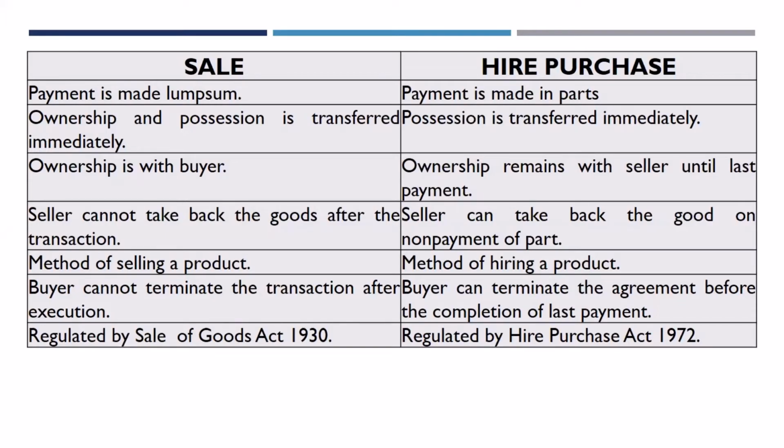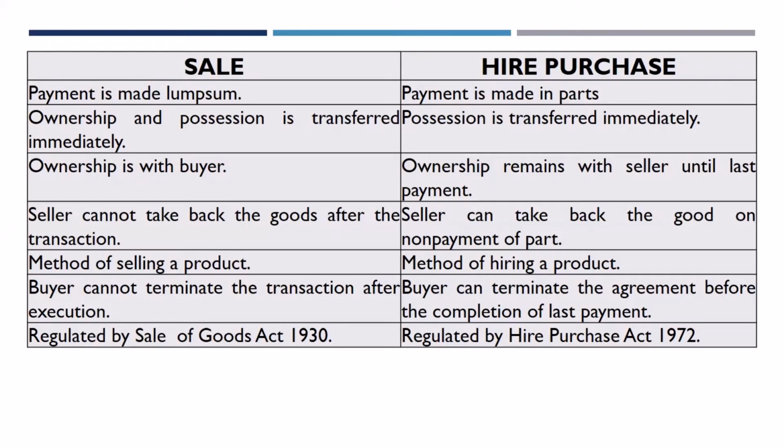In hire purchase, the payment would be made in parts. The number of parts, how many parts have to be made, is mutually agreed between the vendor and the purchaser. They would usually agree upon this between themselves. In the case of a sale, the ownership and the possession get transferred immediately.